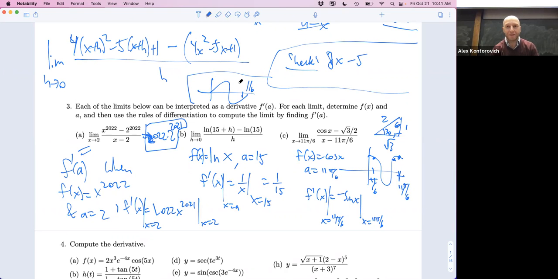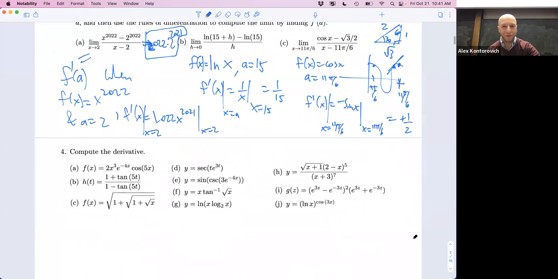Let's try to make that readable. 11 pi over 6, over here. So that's the same as the negative of this value. So that's sine of pi over 6. Sine of pi over 6 is a half. So I get negative a half, times the negative 1, which is a positive a half. So this is growing at a rate of positive a half. That makes sense. Okay. Everybody got it?